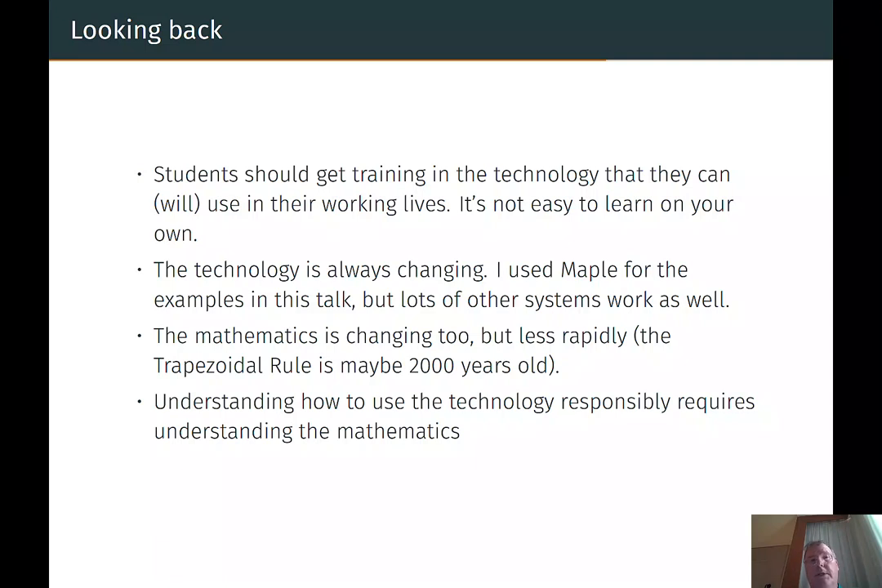The mathematics is changing too, but less rapidly. For example, the trapezoidal rule is maybe 2,000 years old. Certainly Archimedes would have understood it. But finally, understanding how to use the technology responsibly requires understanding the mathematics. You can't just push buttons and hope that you get the answer. You actually have to know what's going on.